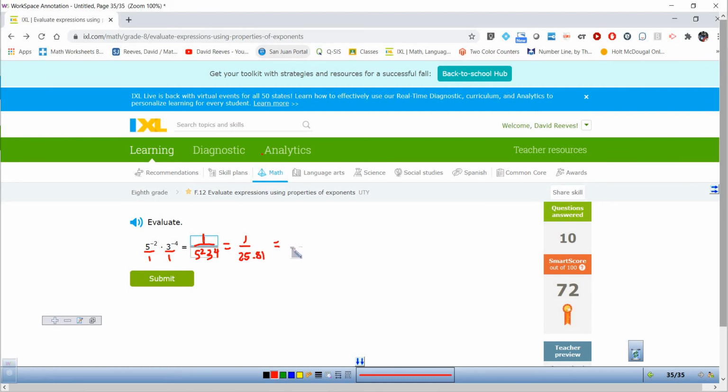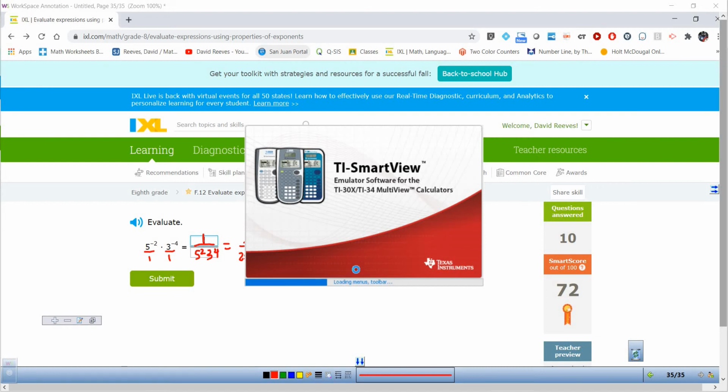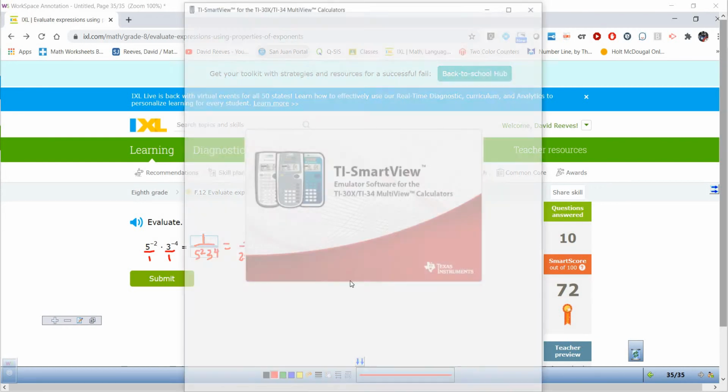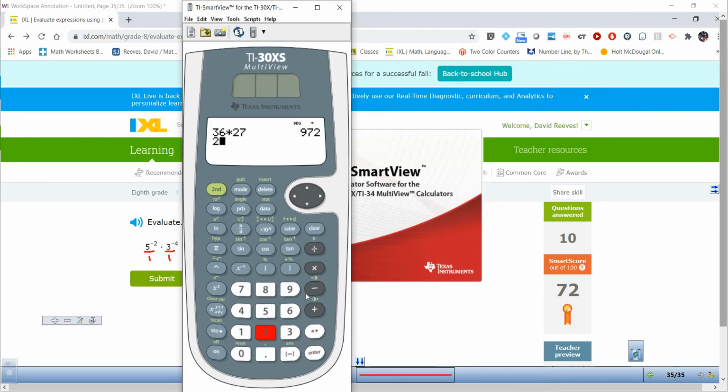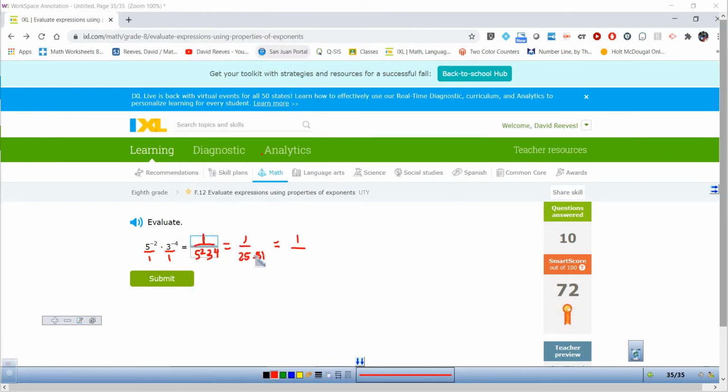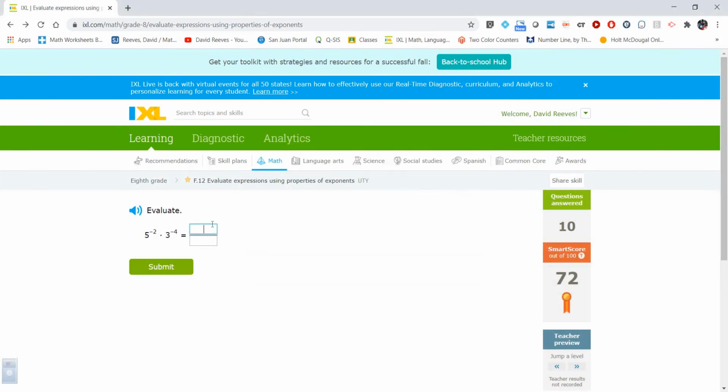Okay, so again, this is an example where it's perfectly appropriate to get out your calculator, which I seem to have closed, so I'm going to have to open the calculator again. Sorry about the delay here. We want to do 25 times 81, and when we do that, we get 2025. So we're looking for 1 on the top and 2025 on the bottom.